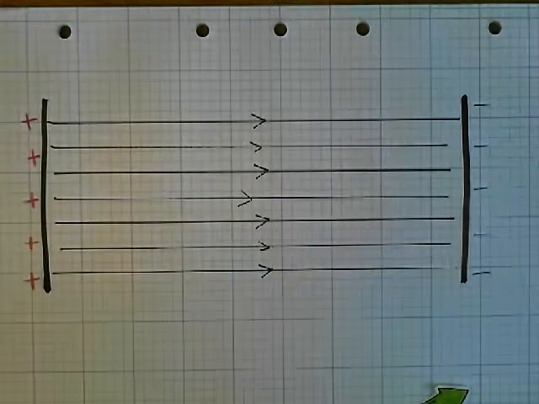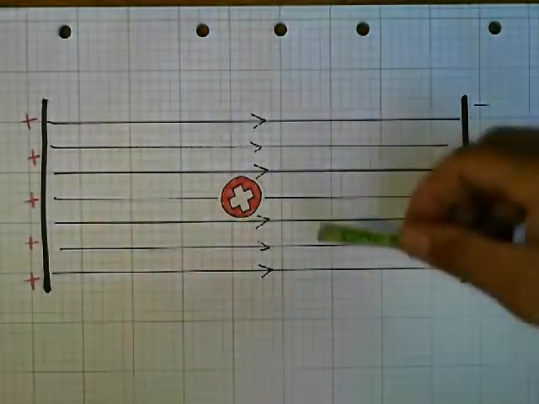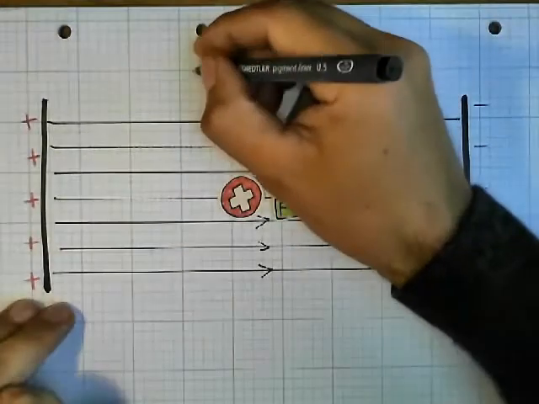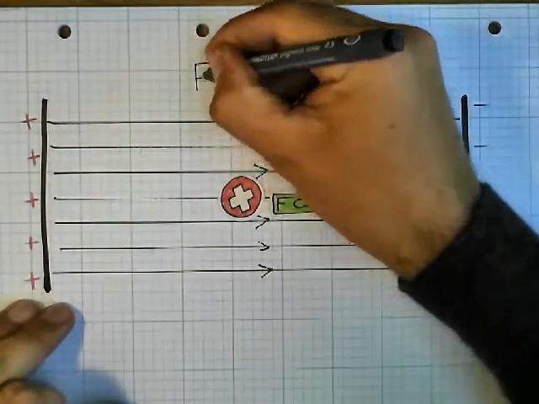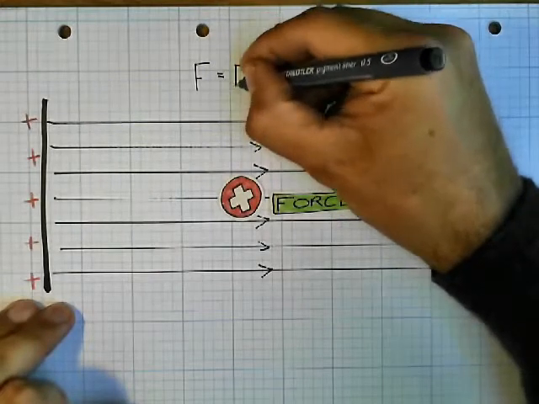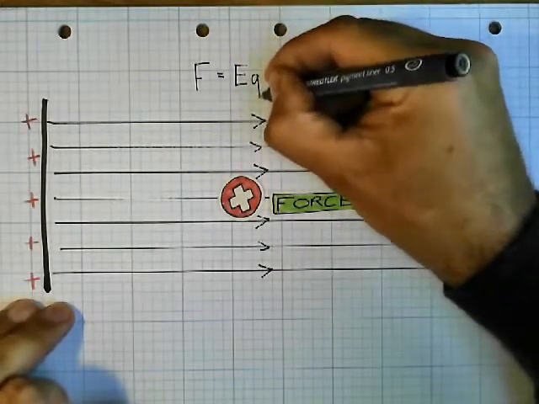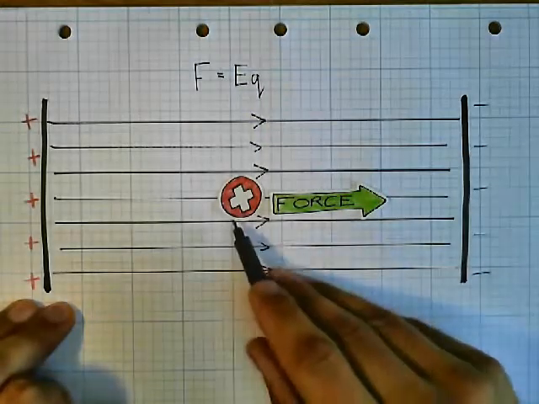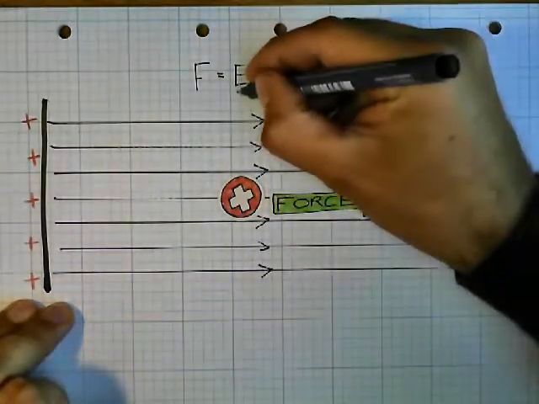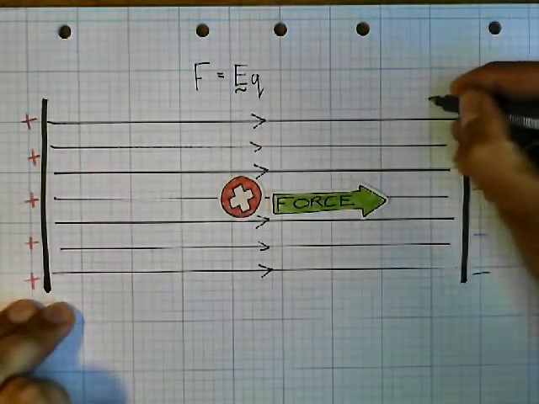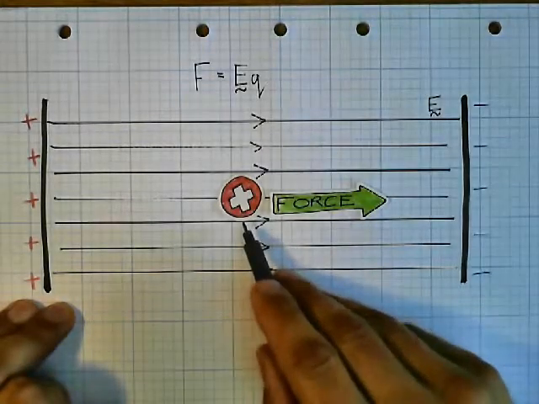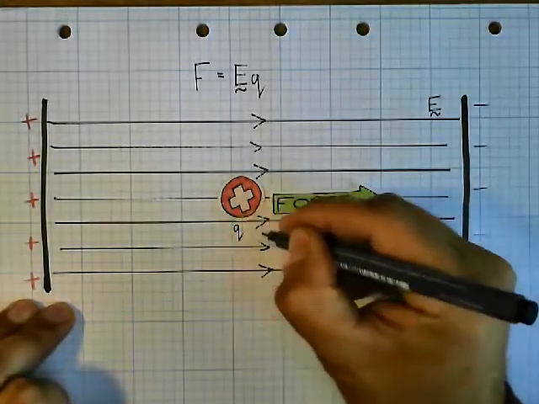If we increase the field strength, we'll also increase the force on the charged particle. This leads to the equation force equals EQ, where force is the force on the charged particle, E is the electric field strength, and Q is the charge of the charged particle.